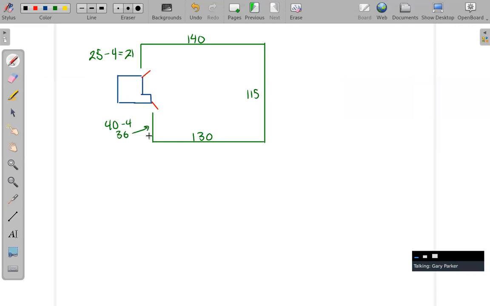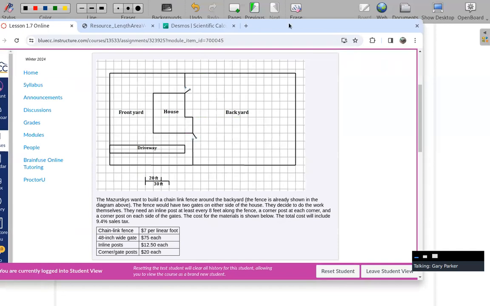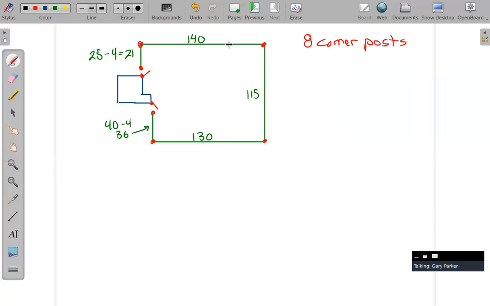And then corner posts, I think I'll put red circles. So we need a corner post there and there and there and there. And then they said on each side of the gate, so there'll be a corner post here, and the gate will connect to a corner post by the house, corner post there, and the gate will connect to a corner post by the house there. So we have 1, 2, 3, 4, 5, 6, 7, 8 corner posts. The regular posts, according to the information, are every 8 feet. So we have to figure out how many chunks of 8 feet there are going across there. We'll get the regular posts in a minute.